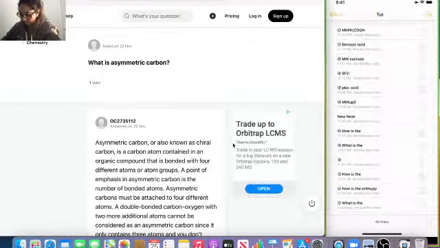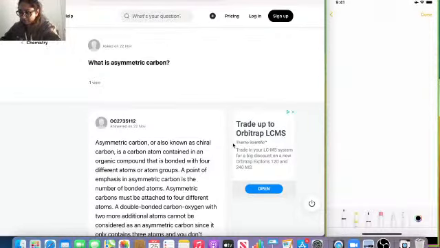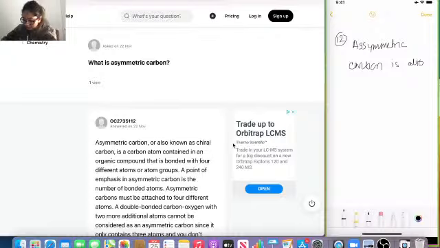Okay, so our next question says, what is an asymmetric carbon? An asymmetric carbon is also known as a chiral carbon.